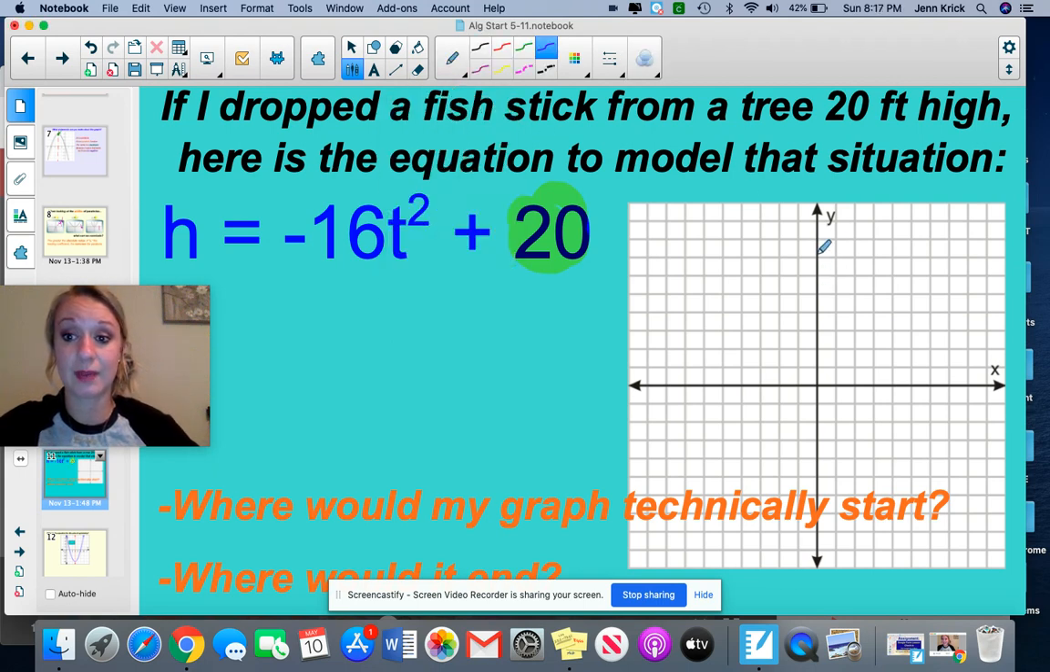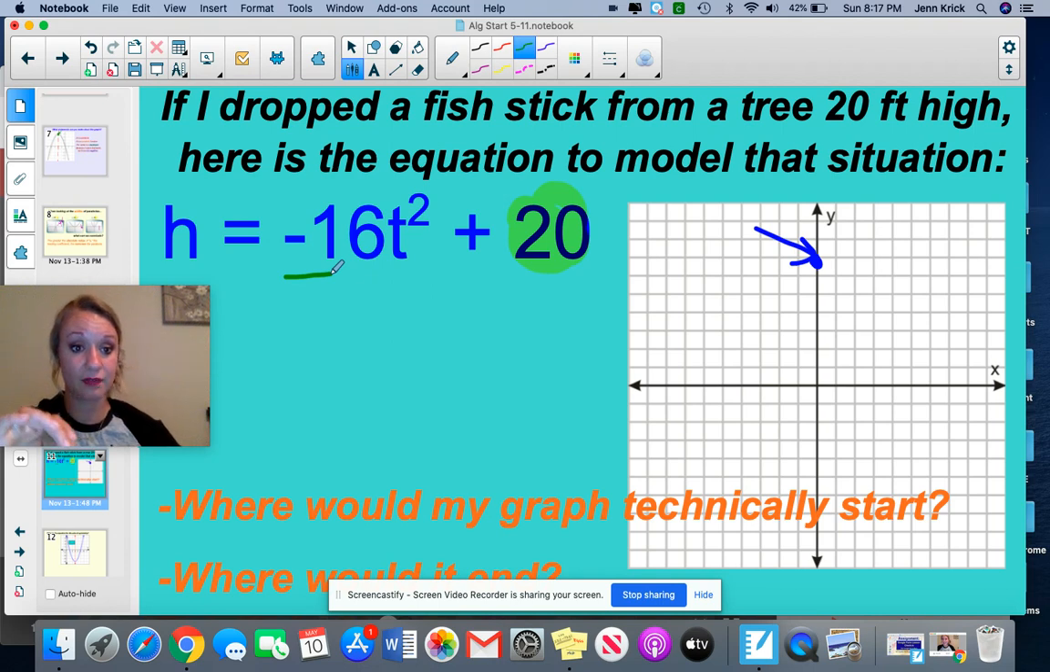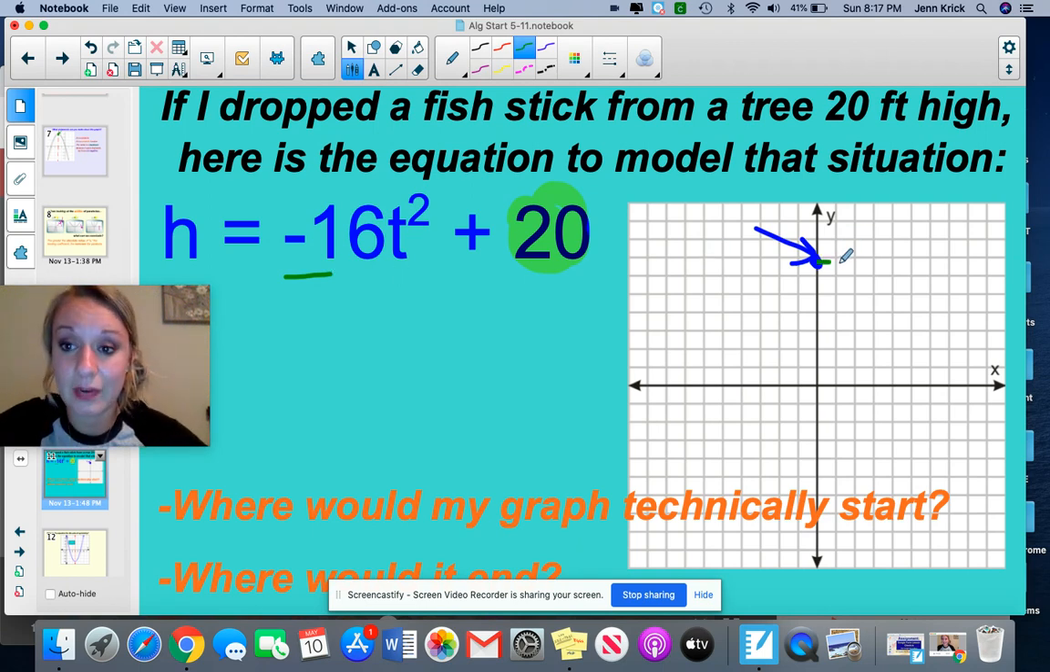So that would be like maybe something like right here. That's where the fish stick is starting. That's the starting height. Now, it is a negative leading coefficient because it's going to be going down. Think about it, you're throwing a fish stick out of a tree. It's going down, okay? And it would look something like this.